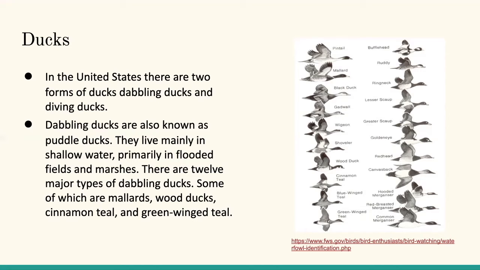In our chart to the right, you can see two columns of ducks, the aforementioned cinnamon teal, as well as blue-winged and green-winged teal. And there can be anything from goldeneye, greater scaup, black duck, ruddy, bufflehead. The biggest of the bunch being the common merganser.